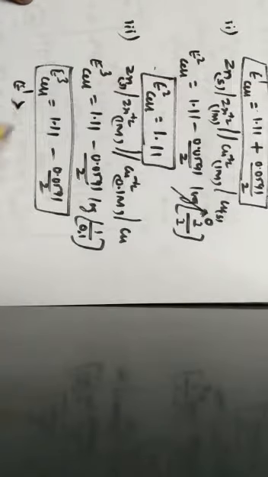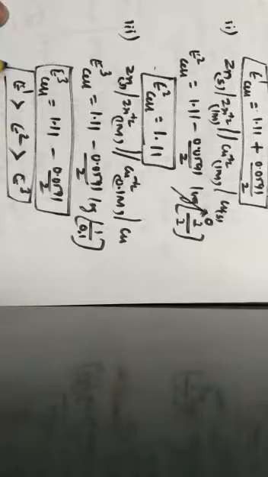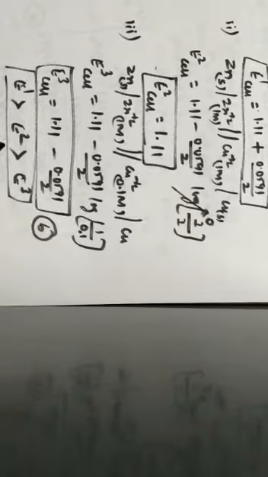When we analyze this, which is greater? E1 is greater than E2, which is greater than E3. Hence, the correct option for this given question is Option B, which is given by E1 greater than E2, and E2 greater than E3.